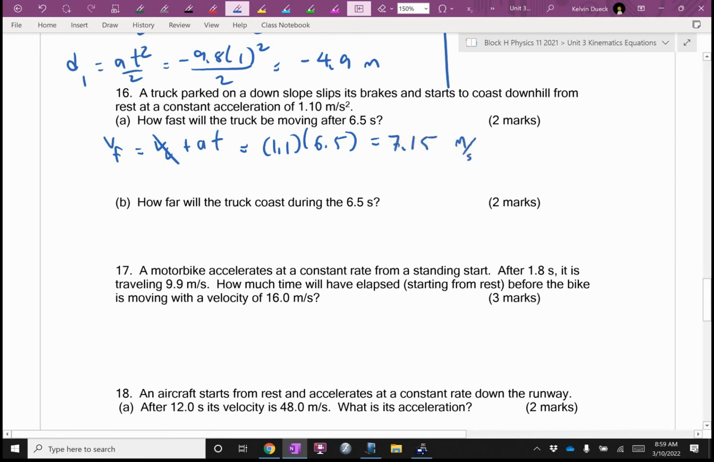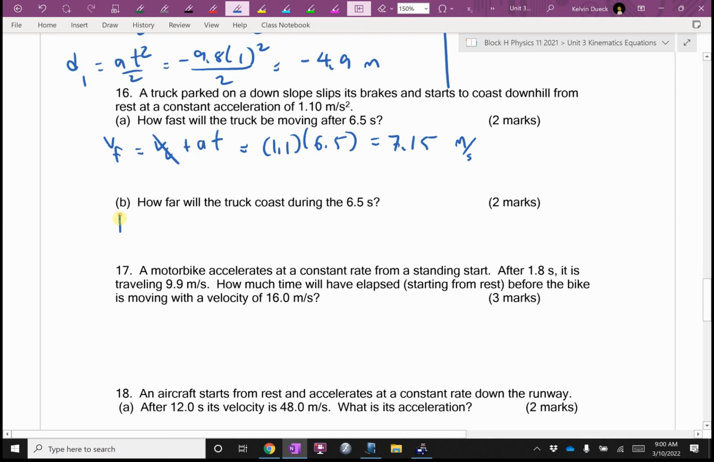Meters per second. Mr. Dewick, because it said downhill, I actually let that be negative. I would give you full credit for that. This question, you could do it either way. You could say forwards is positive because downhill is forwards. You could say down is negative. I would take both. There's no hard, fast rule there.